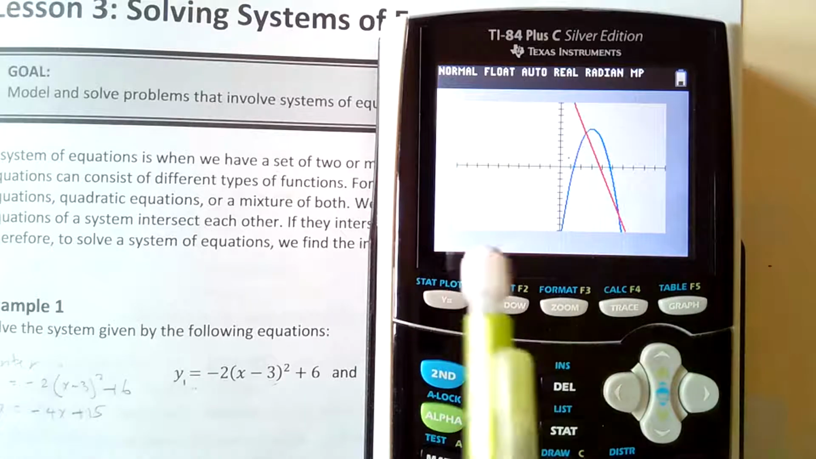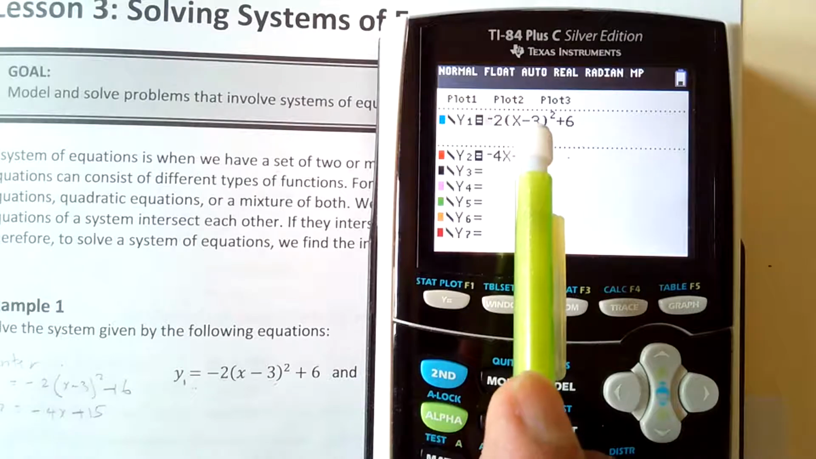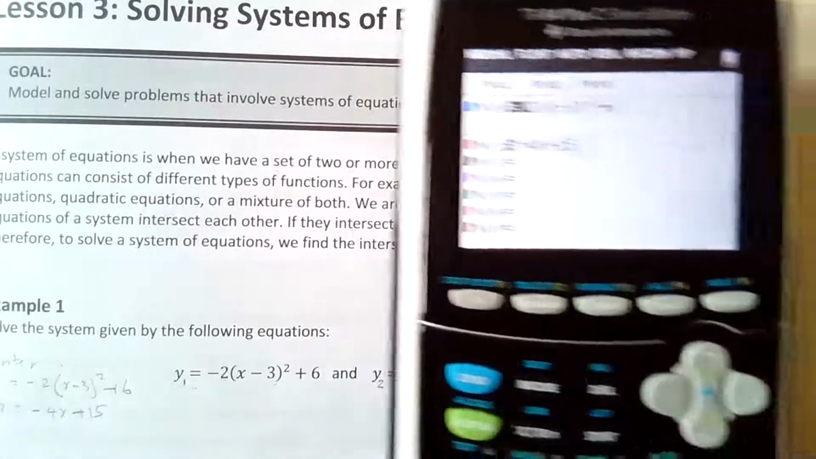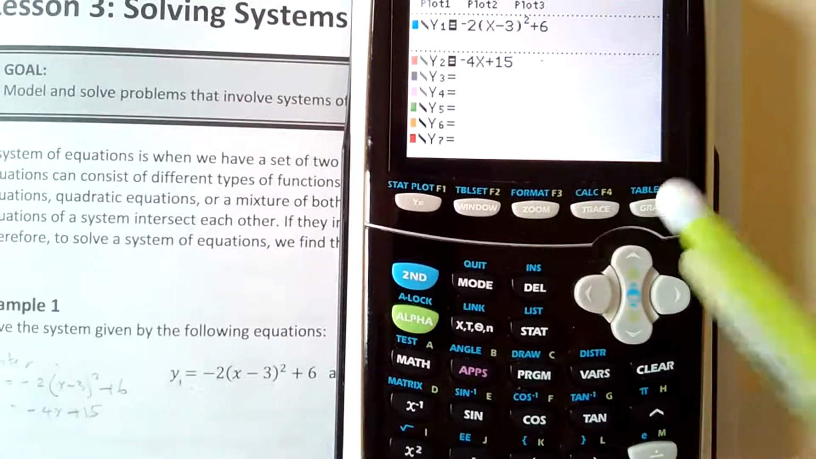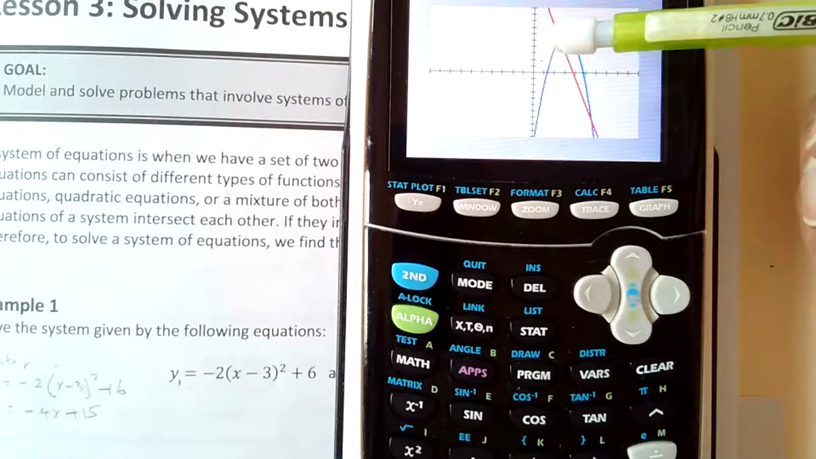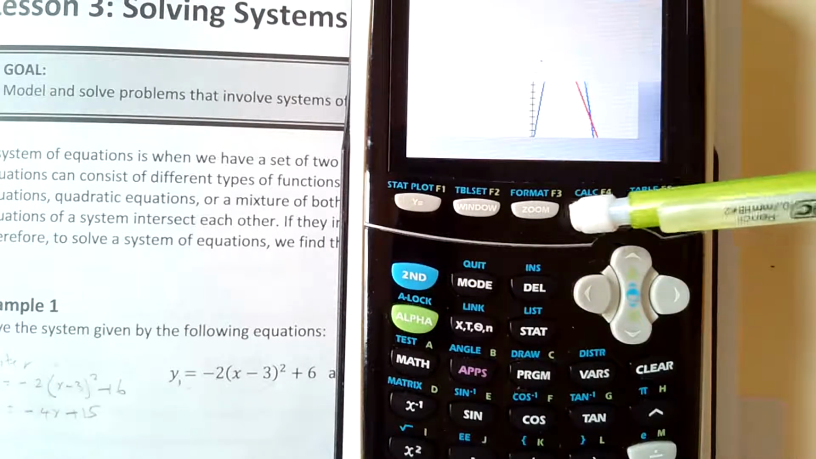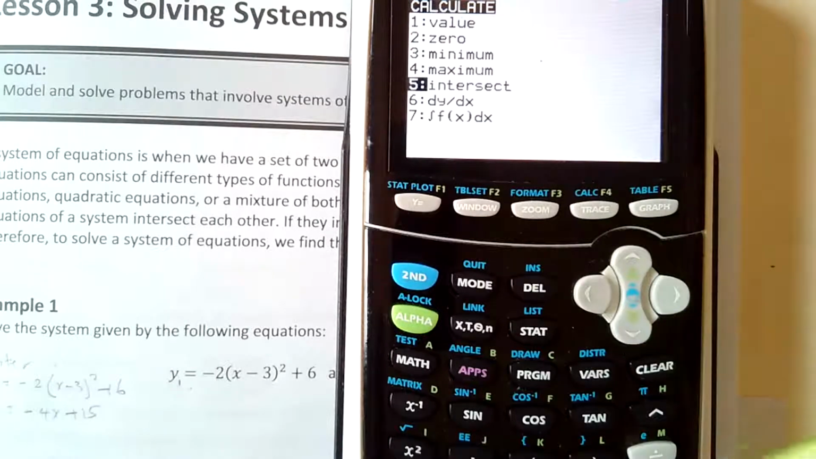So here we go. Make sure we have the equations: negative 2(x minus 3) squared plus 6, and minus 4x plus 15. So we have our two equations. Press graph, and both are here. Now I need to find where these two functions meet. We press second, trace, and we want to go to intersect.